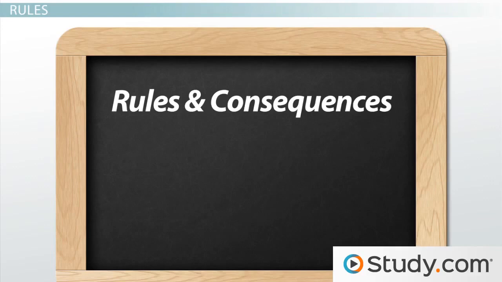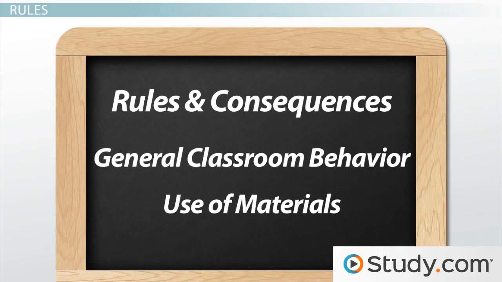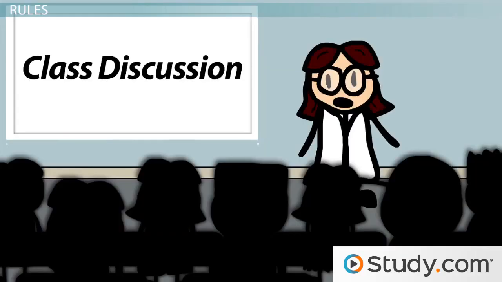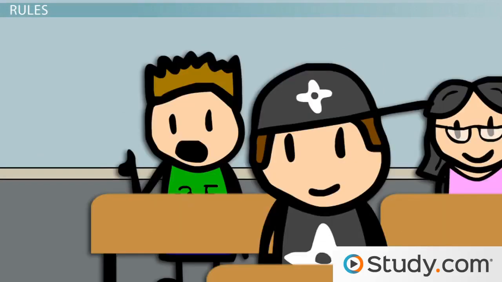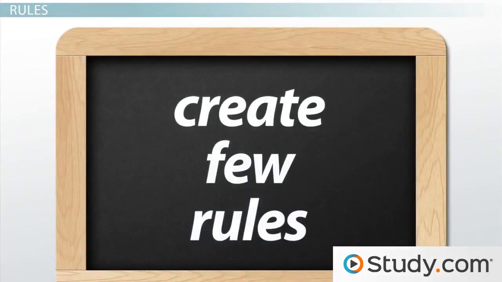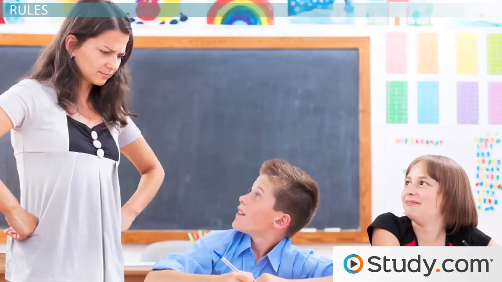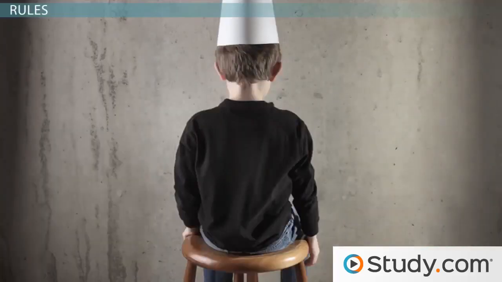Starting with a short list of categories, like general classroom behavior and use of materials, the teacher facilitates discussion and the students create a set of rules expressed in their own language. Most teachers agree that it's best to create only a few rules. 5 to 8 is the rule of thumb, as it's too hard to remember a long list. Of course, teachers also need to determine how they will personally enforce the rules and consequences, as well as how to handle conflict. We discuss strategies for discipline and reducing undesirable behaviors in another lesson.